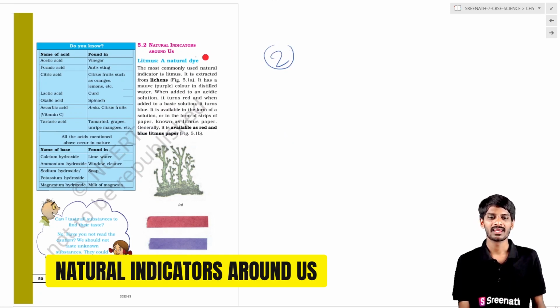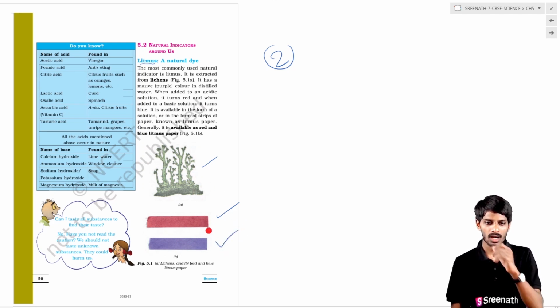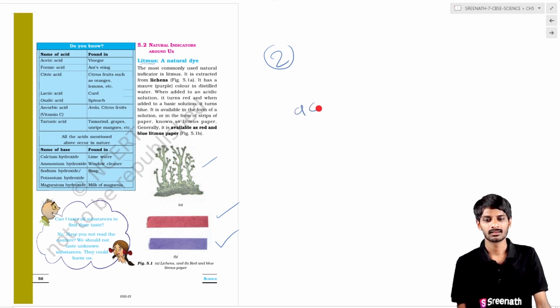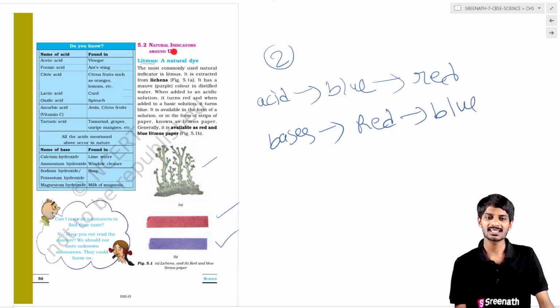Now the second topic is natural indicators around us. Litmus is a natural dye, a natural indicator around us. Litmus is prepared from lichens. Practically we have two litmus strips available, red litmus and blue litmus. Acids will turn blue litmus into red. When a litmus paper is dipped in an acid solution, blue litmus paper turns red. When red litmus paper is dipped in a base solution, it turns blue. That is the natural indicator litmus.